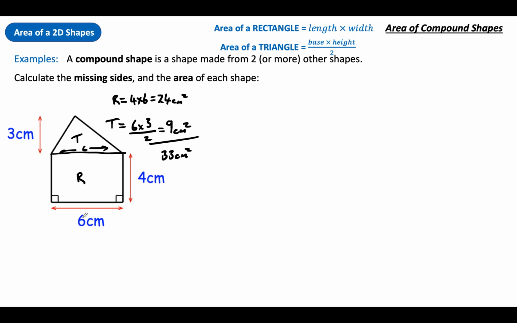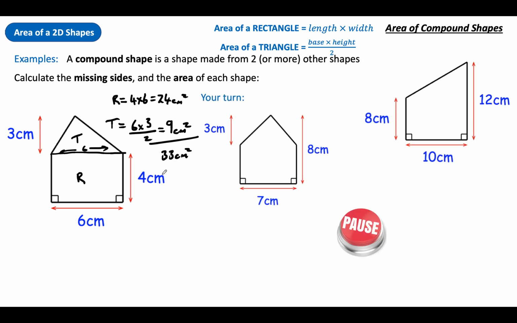So you do sometimes, obviously, you might need to use a different shape, but that's fine. Just break it into those shapes. Use the formula appropriate for that shape, so like the triangle, for example, and then add it all together at the end. Your turn, 2 more, and then we're off to Dr. Frost.